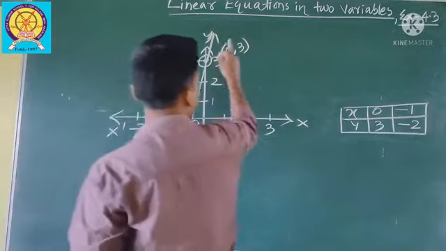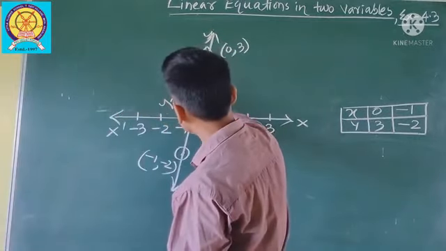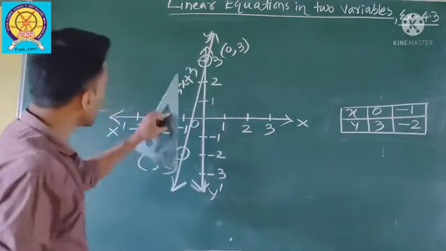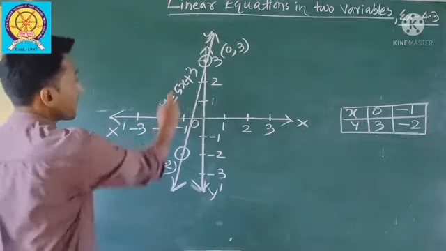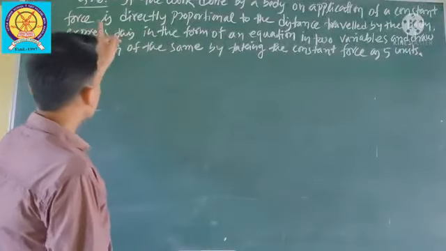So this is your required graph. Y is equal to 5x plus 3. This is your required graph of this equation, Y equal to 5x plus 3. Let's see the next question, number 6.